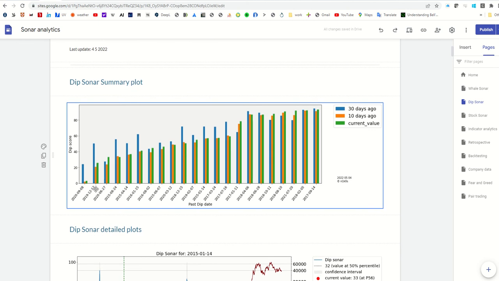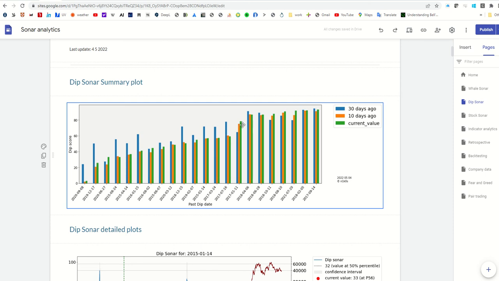The summary of all that information can be found in this bar plot, which indexes on this axis all the previous major dips by date, and on this axis is the value of the dip score. What is interesting in my eyes at least is that this dip here, 2020 September '08, has very low values, unlike all the others.